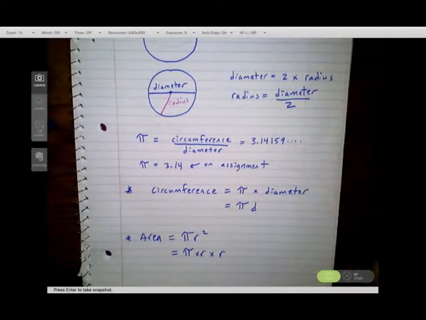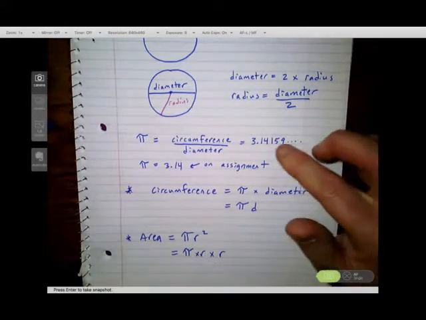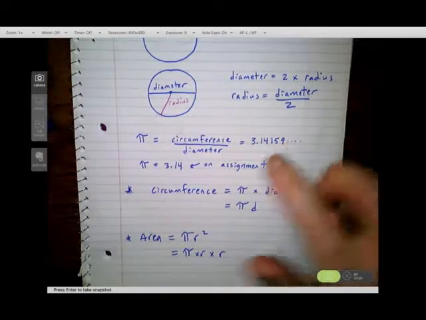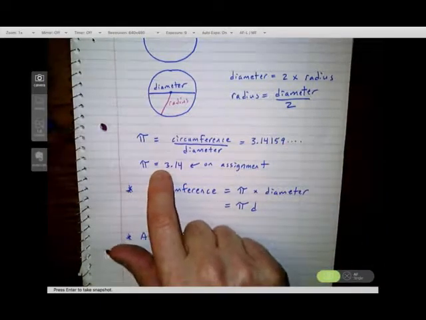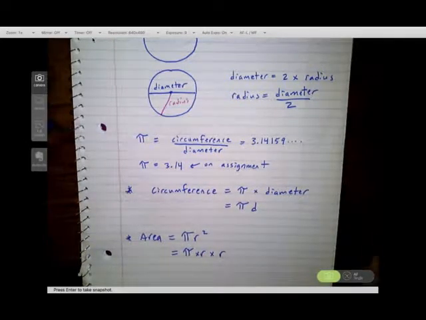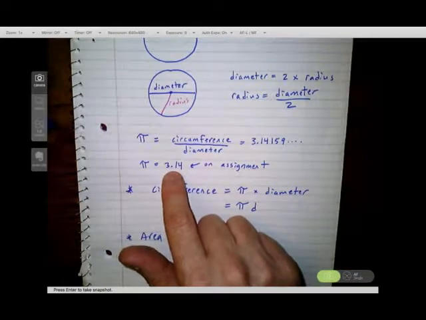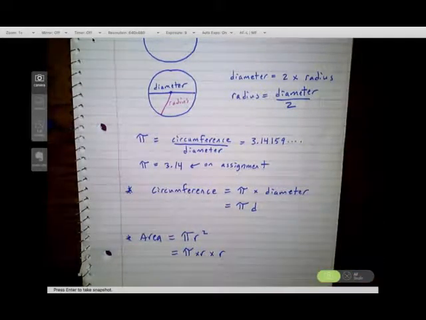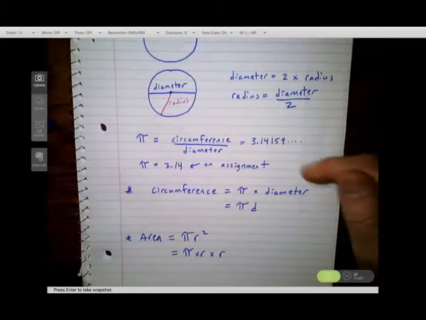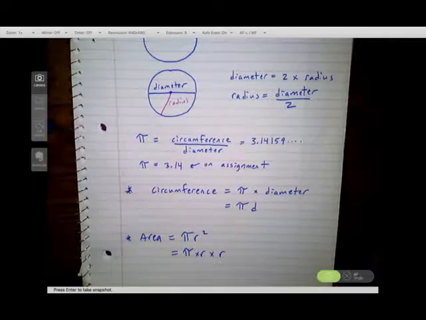Okay, pi is a very special number. Infinite goes on forever, and I'm not going to make you do calculations with an infinite number, so we are going to round it to 3.14 on our assignment on the worksheet. And generally speaking, if you're doing any calculations with pi, you can use 3.14. If you're using a calculator, many of them have a pi button on there, and you can use that too if you'd like. But let's just stick to 3.14 in general.